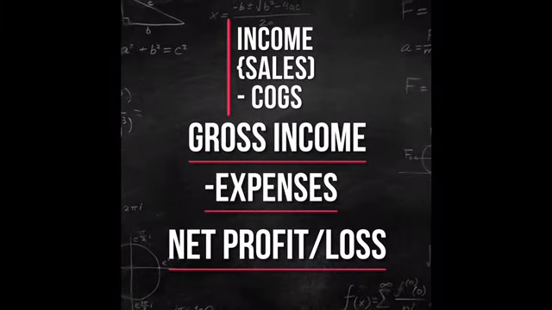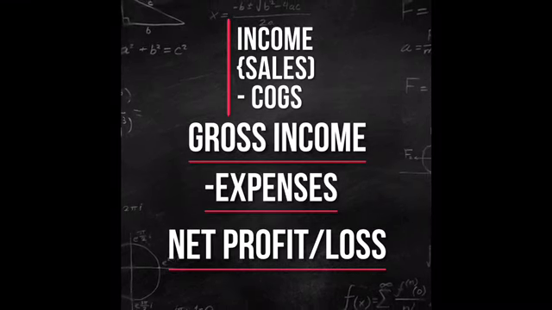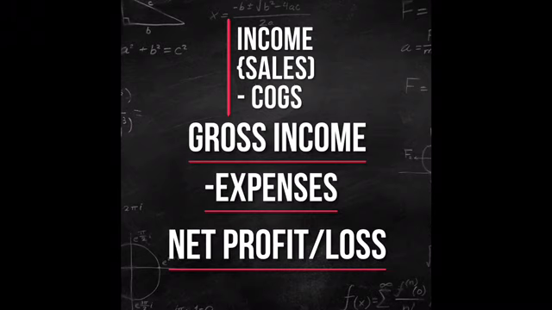The equation for the income statement is you take your income or your sales minus your COGS, which means cost of goods sold, whatever you paid for your product. That equals your gross income. Then you subtract your expenses and you'll get either your net profit or a net loss. If your expenses were more than the income you received, you get a net loss. If your income was greater than your expenses, there is a net profit.